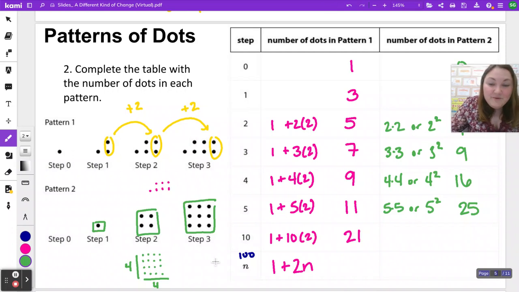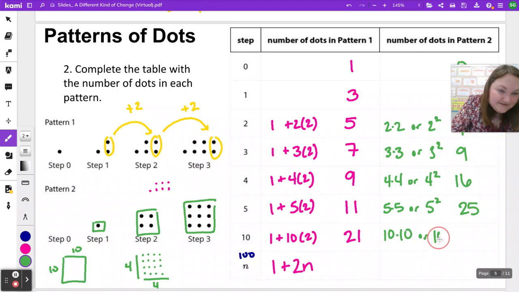Well, step 10, that would be a 10 by 10 square. And so the math I would need to do is 10 times 10 or 10 squared, whichever you prefer. And that would give us 100. So again, noticing here, there's a pattern going on. Every single time, whatever the step number is, I'm multiplying it by itself.